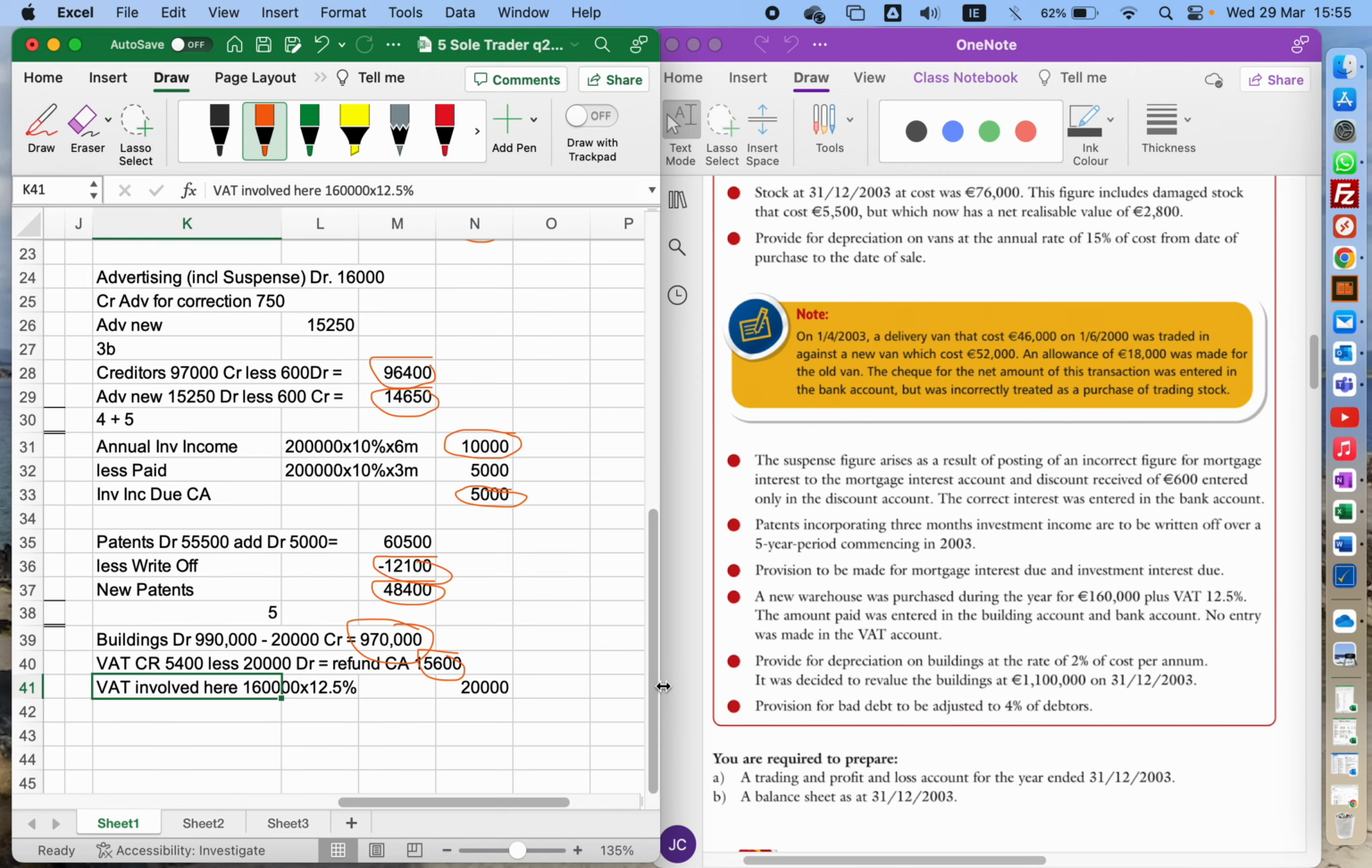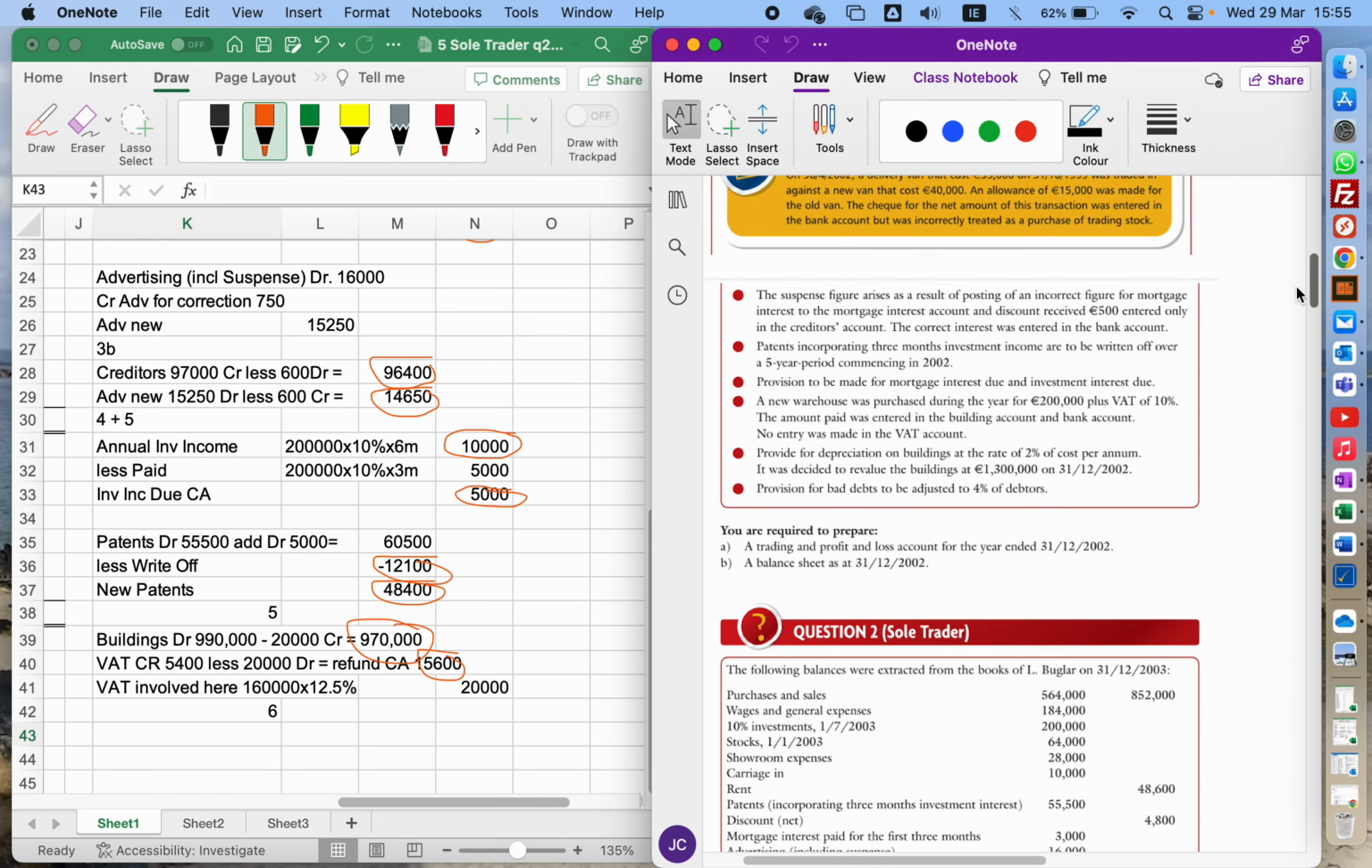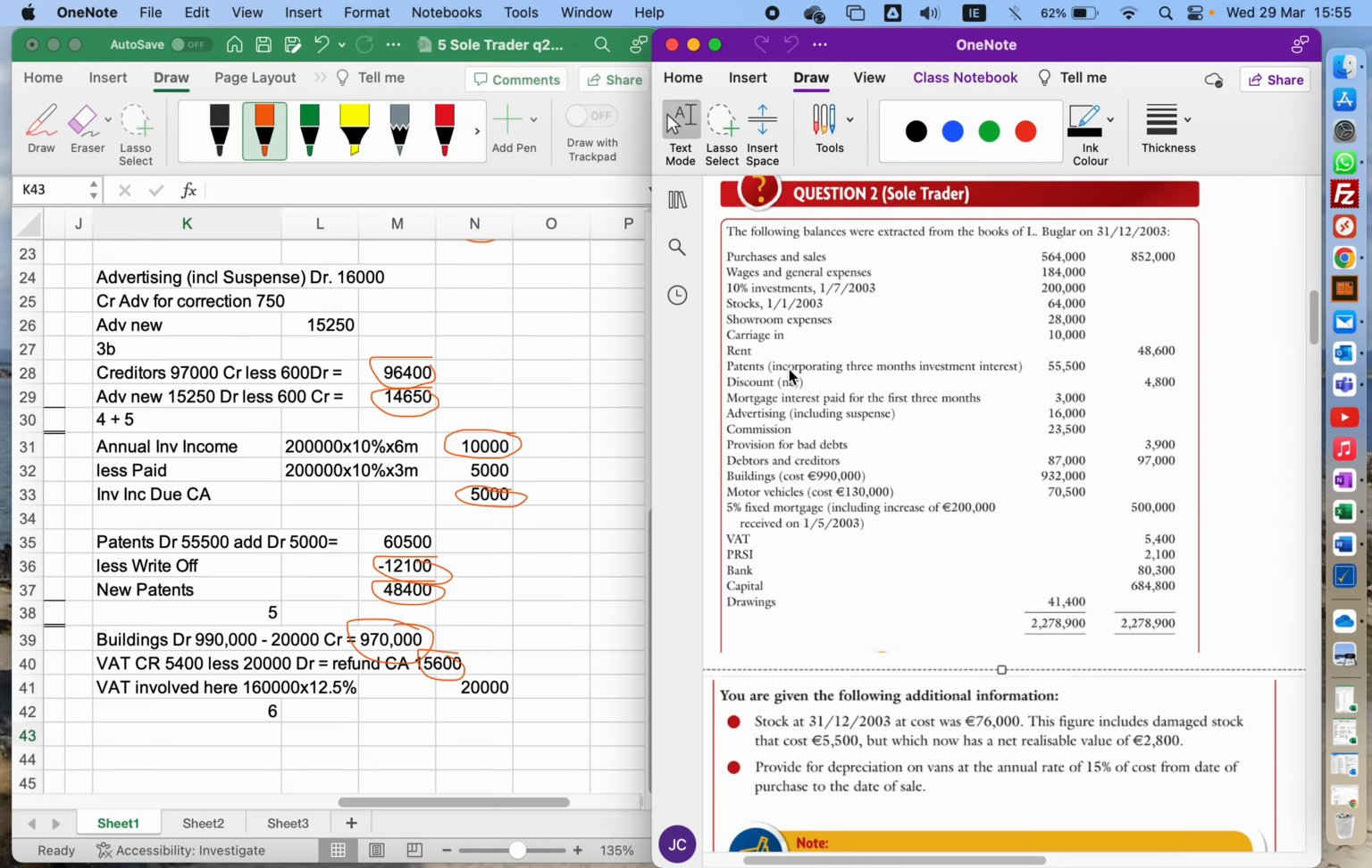Now, while I'm dealing with buildings, I'll continue and do my provision for depreciation of buildings. So that's note number 6. And it's 2% of cost, so remember your depreciation, so reducing balances, is based on the book value of it. So let's have a quick look up here. So my buildings, the original book value was 990. Now the buildings book, sorry, not book value, the cost. So this is the original amount of money I spent buying the buildings, but the buildings are now worth 932.